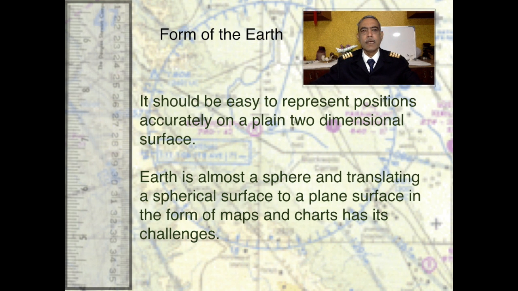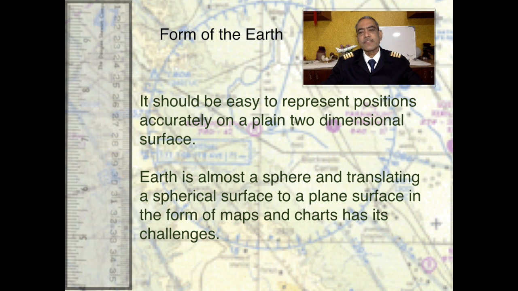Okay, let's discuss geographic referencing systems. It should be easy to represent positions accurately on plain paper, on a two-dimensional surface, for all of us human beings and of course professionals to read and understand, and derive some information on any position reference on the surface of the Earth.